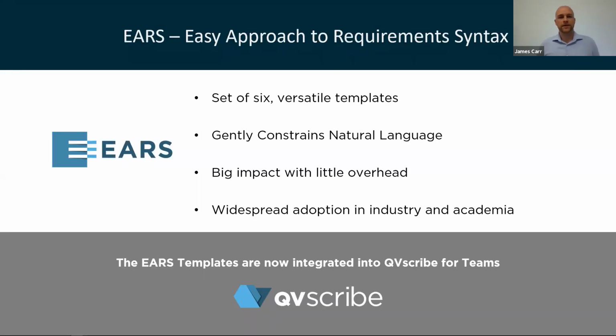Okay, so the main topic of discussion today is going to be around EARS, which is the Easy Approach to Requirements Syntax. At its core, EARS is a set of 6 versatile templates that can be used to express any type of requirement that you're looking to convey. They gently constrain the natural language. It takes the freedom of natural language and puts it into a format where you can gain some efficiencies from being consistent in the way that information is presented. And it's also easier for the people reading it to interpret.